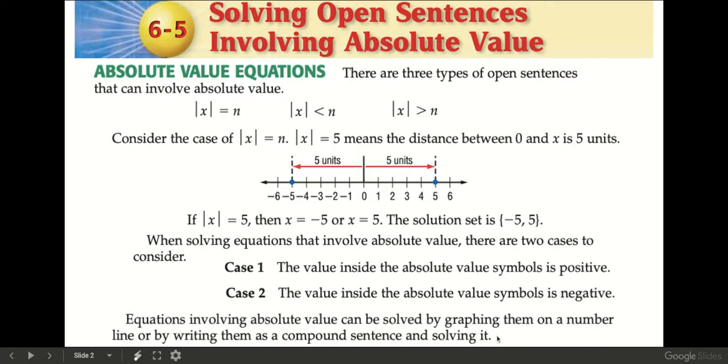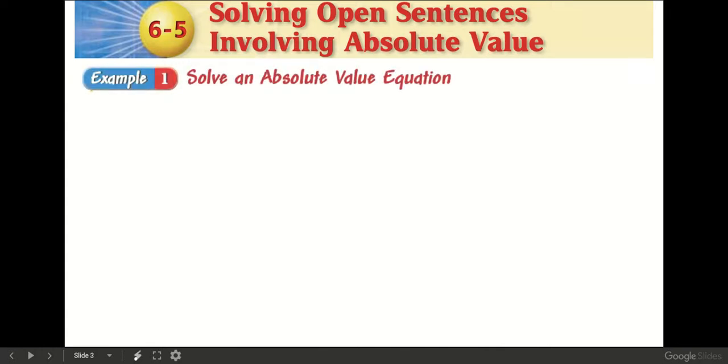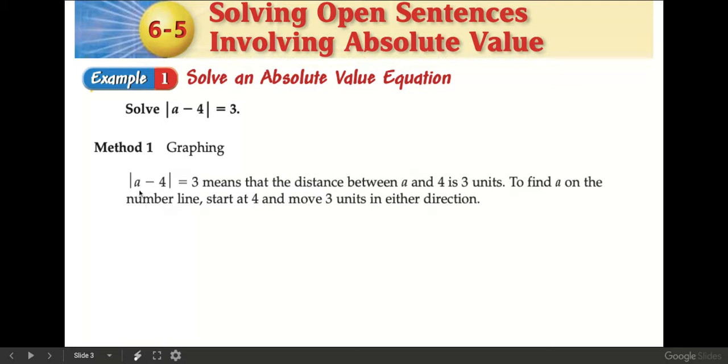Equations involving absolute value can be solved by graphing them on a number line or by writing them as a compound sentence and solving it. So let's take a look at an example. Solve an absolute value equation. Solve the absolute value of a minus 4 equal to 3. Let's try a method where we use a graph. The absolute value of a minus 4 equals 3 means that the distance between a and 4 is 3 units. To find a on the number line, start at 4 and move 3 units in either direction.